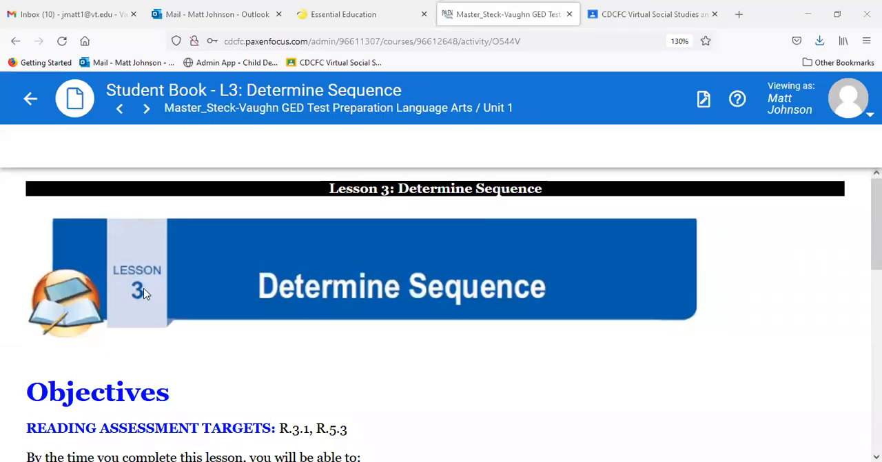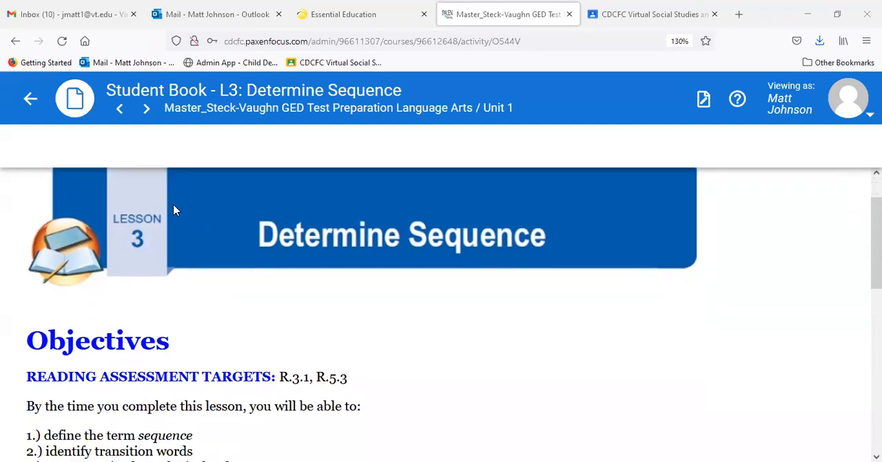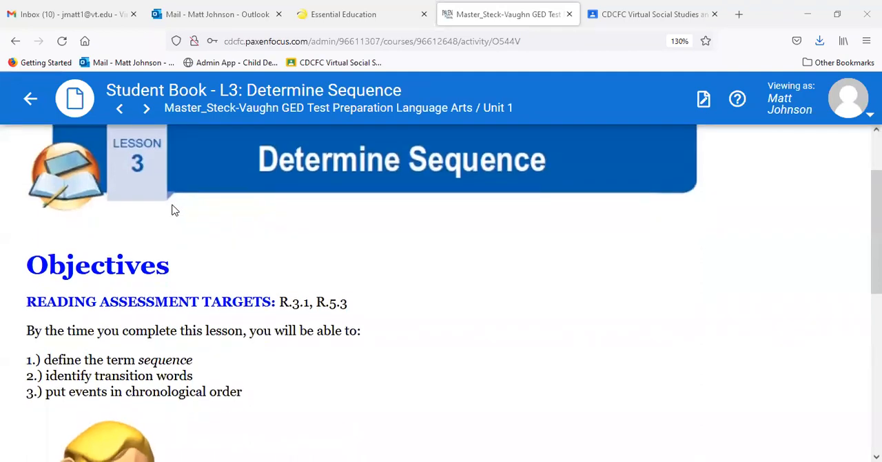So today it's determining sequence, and it's basically building on those same ideas about summarizing, finding information, finding the main points, finding supporting details and stuff like that. So this lesson, like it says, we're going to be defining the term sequence. Here's the point that I really want to stress: identify transition words, and we put events in chronological order.